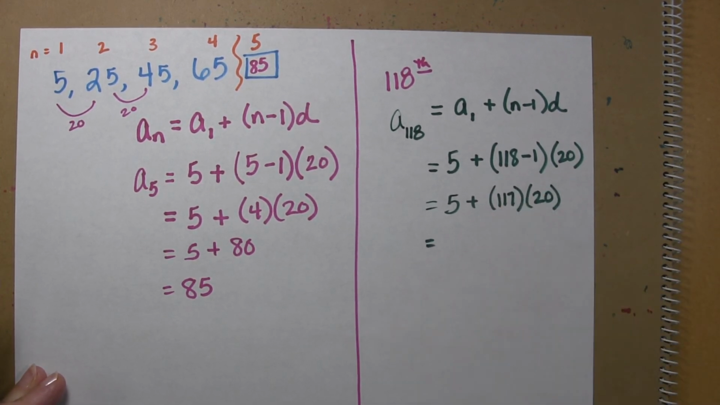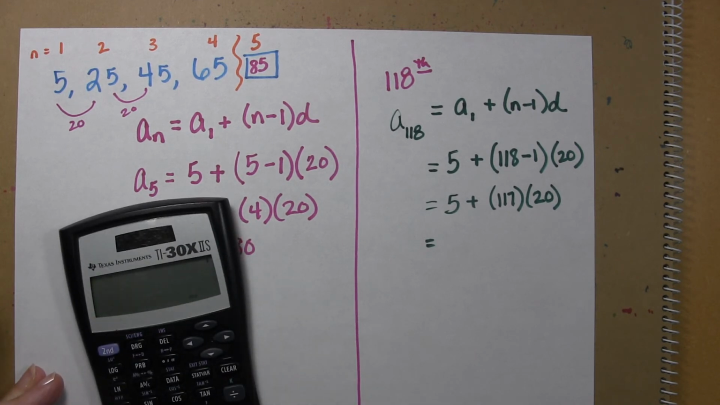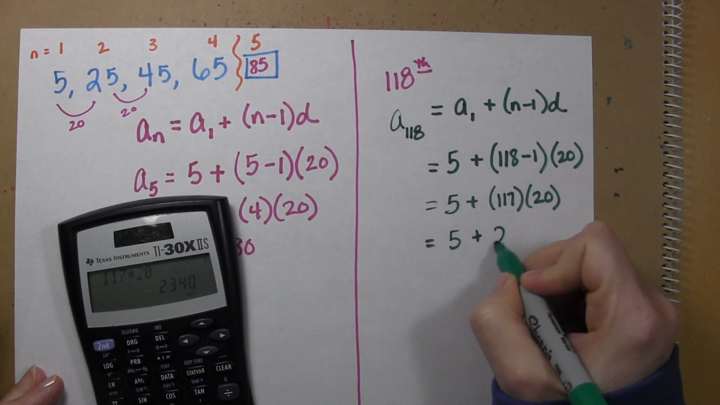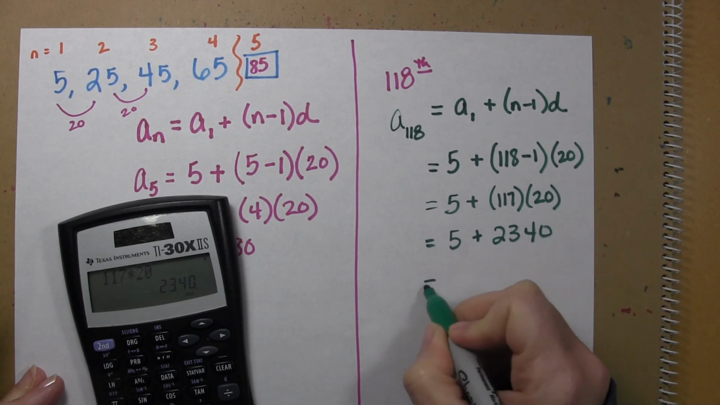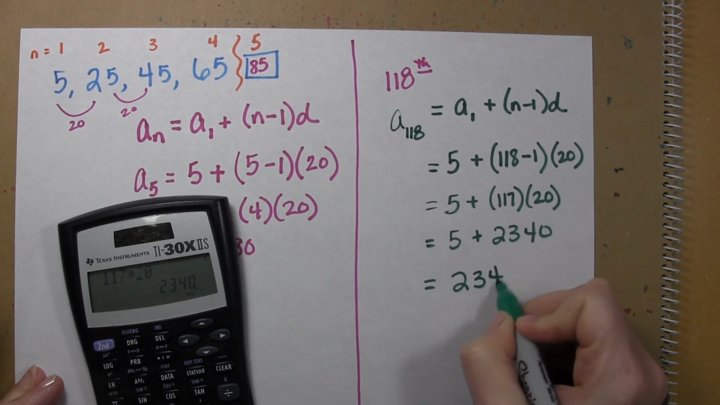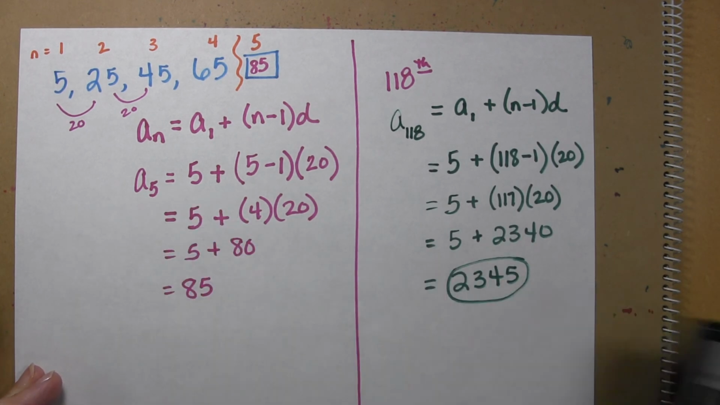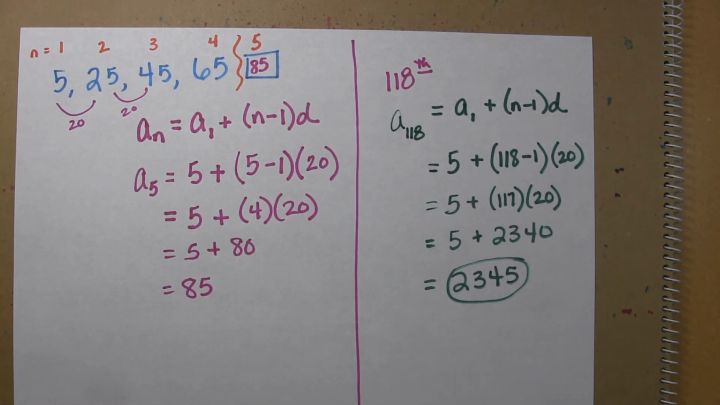Make sure you do this part first, right? Because order of operations says we do multiplication before we add. So 117 times 20 is 2340, plus 5. So our answer is 2345. That is the 118th term of this sequence.